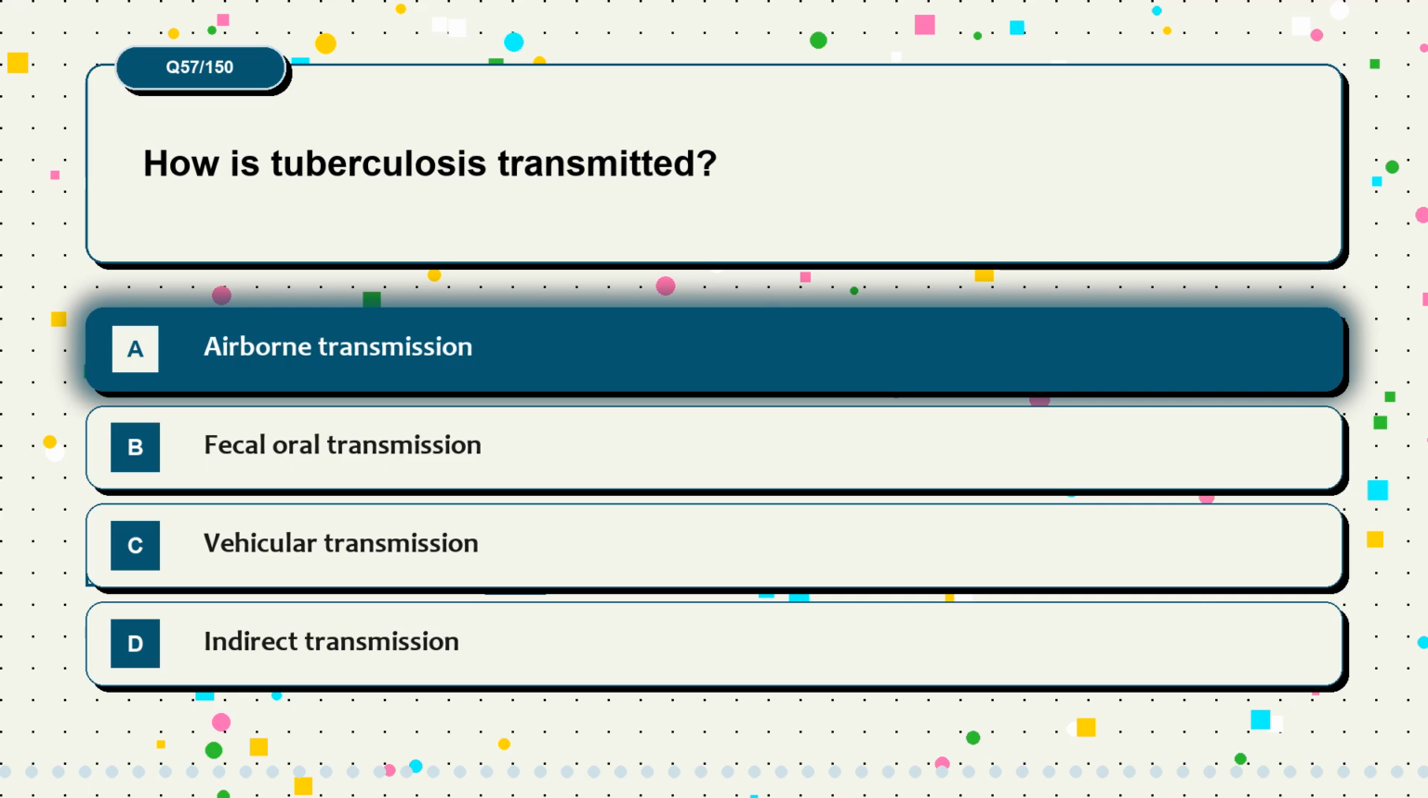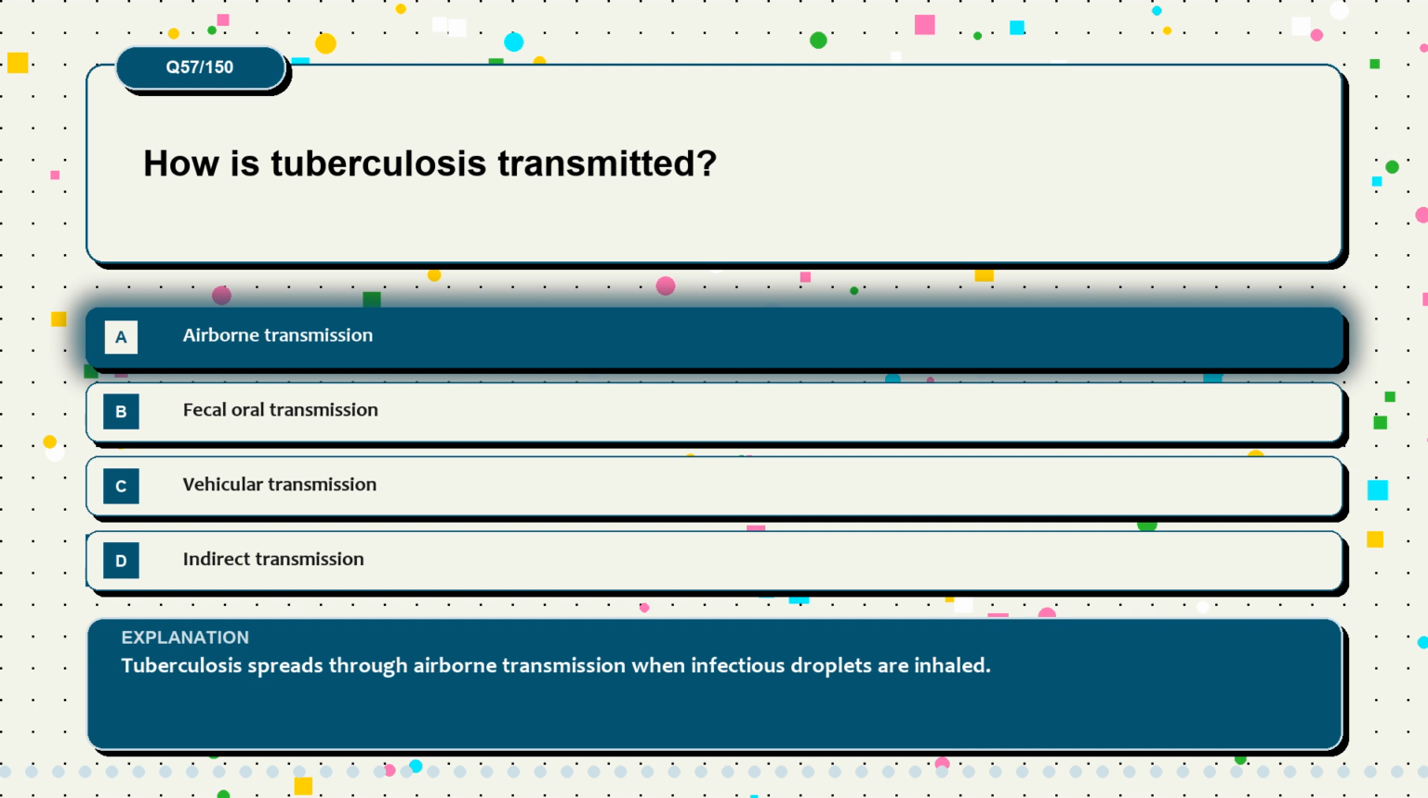The correct answer is option A, airborne transmission. Tuberculosis spreads through airborne transmission when infectious droplets are inhaled.